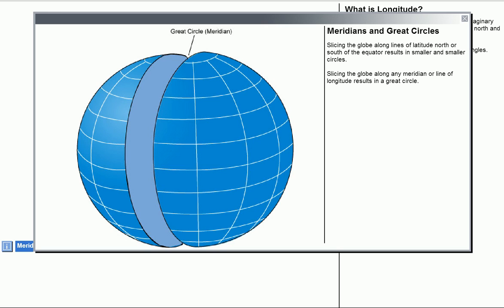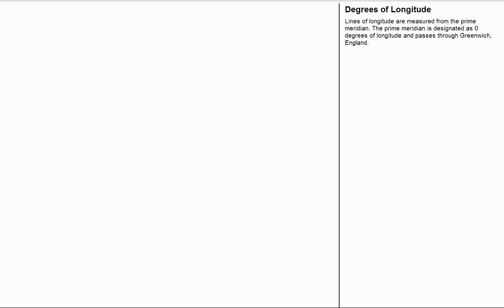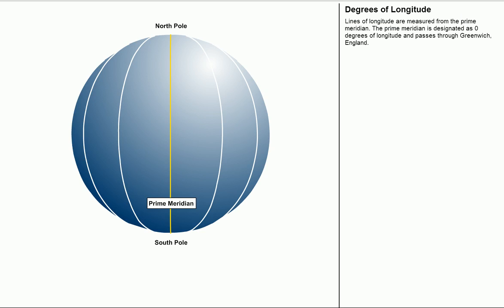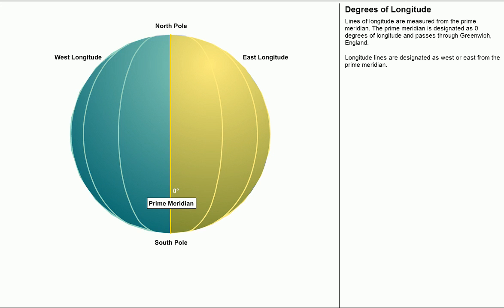circles. In contrast, slicing the globe along any meridian or line of longitude produces a great circle. Lines of longitude are measured from the prime meridian. The prime meridian is designated as 0 degrees of longitude and passes through Greenwich, England. Longitude lines are designated as west or east from the prime meridian.